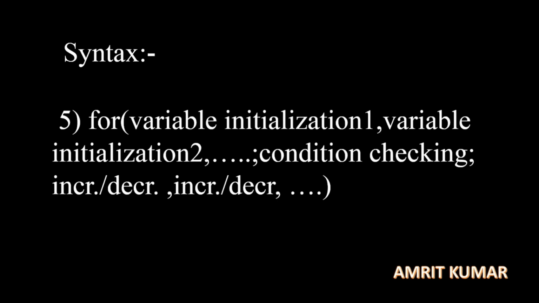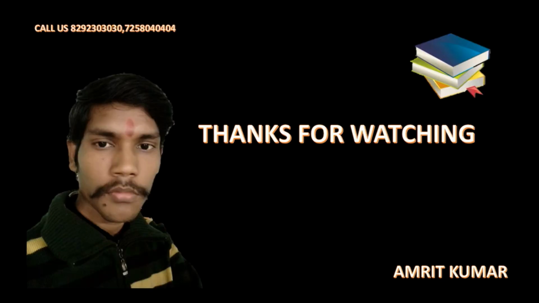Another way of representing the for loop in C language is the double initialization, variable initialization 1 and variable initialization 2, separated by a comma, then semicolon, condition checking, semicolon, increment or decrement, comma, increment or decrement. This is how you can use the loop concept with the various forms of the for loop. So this was all about the looping statements. Thanks for watching. Dhanyavad.